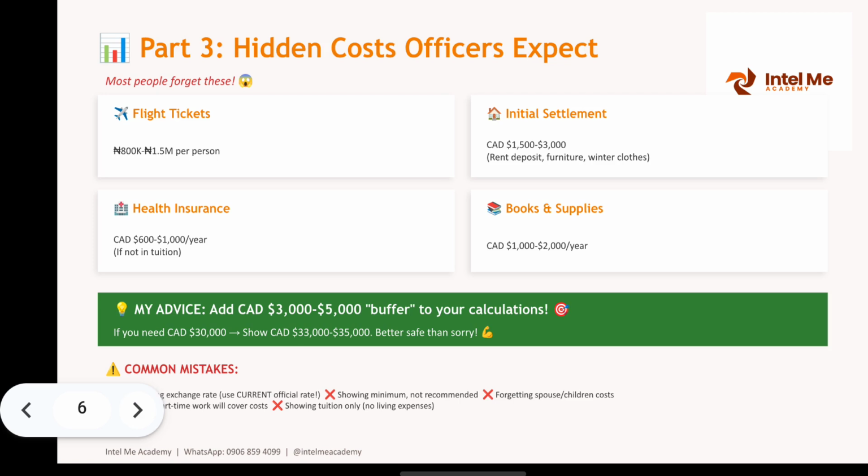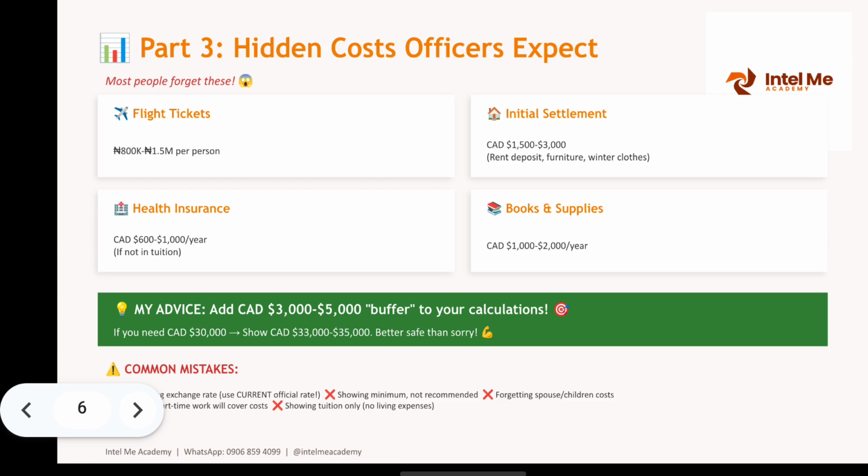Now, these are the hidden costs that visa officers expect you to have that a lot of people just skip. They expect you to have sufficient funds for flight tickets, because the proof of funds is not just about education and living expense. You need to add some extras to cover your flight tickets, or maybe initial settlement in case you are getting an apartment and you have to get some minor furniture or things there. Maybe things like health insurance, books and supplies.